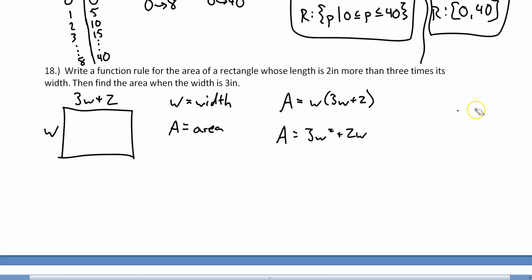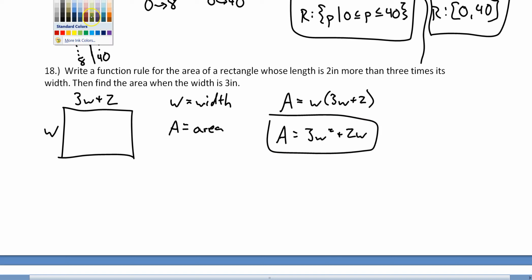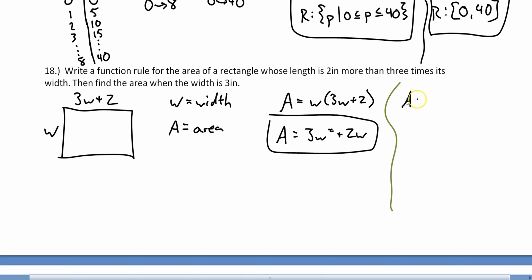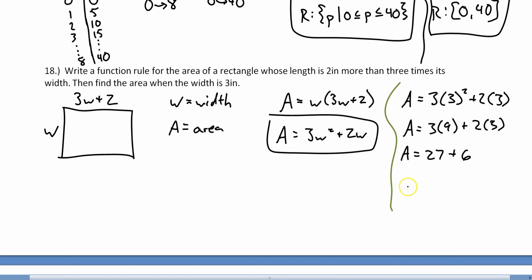And now this is my equation, but then it asks me to do something with that equation. It says, hey, find out what the area is going to be when the width is 3, so I'm just going to plug a 3 in for w. All right? That's the nice thing about writing the equation this way. I just have to plug one thing in for the one variable that was given. And now from here, it's just a matter of simplifying, following order of operations. 3 squared is 9, so I have 3 times 9 plus 2 times 3. And now that's going to be 27 plus 6, which looks like 33. And I'm going to tack some units on here. That's square inches. Okay?